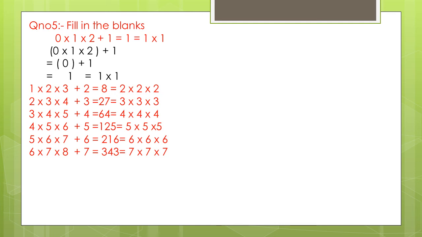The next is 5 into 6 into 7 plus 6. It is 210 plus 6, which is 216, so it is 6 into 6 into 6, and that is a perfect cube. Then 6 into 7 into 8 plus 7 is 343, so it is 7 into 7 into 7.